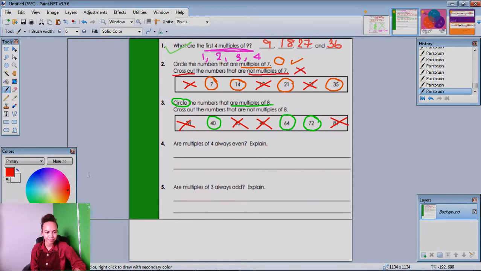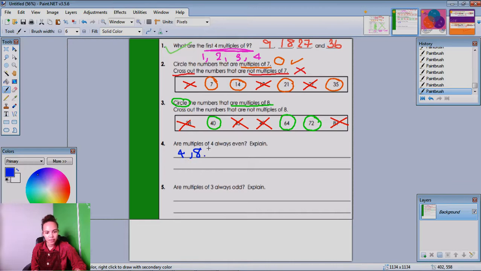Okay, nice. Are multiples of 4 always even? Yes or no? What do you think? Are the multiples of 4 always even? I'm going to just go for blue over here. So let's just have a look. I'll use the first line to list a few of the multiples.